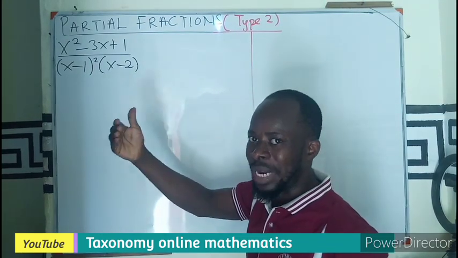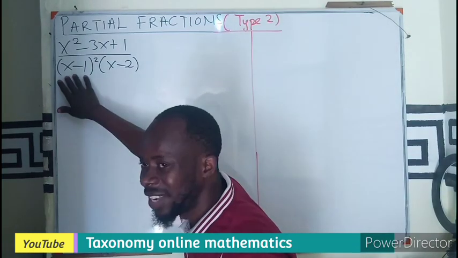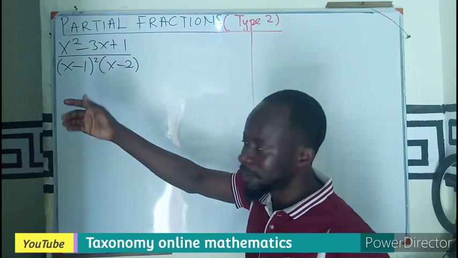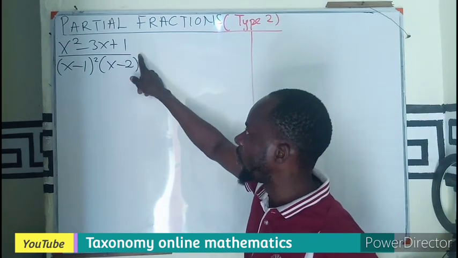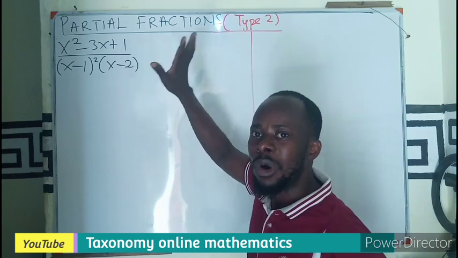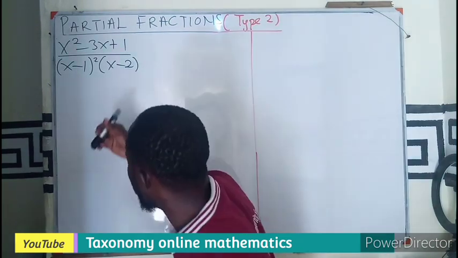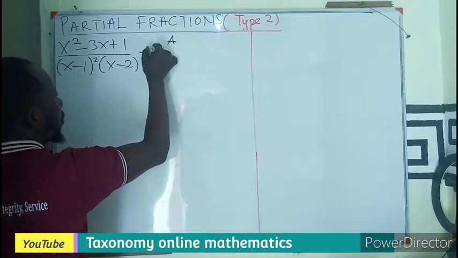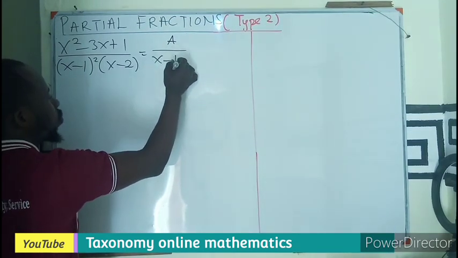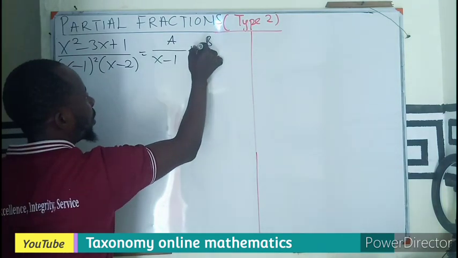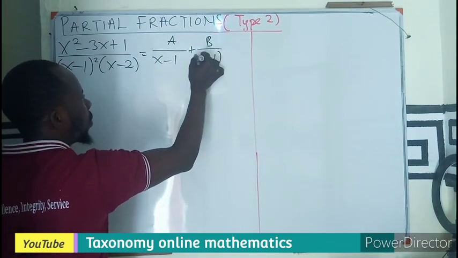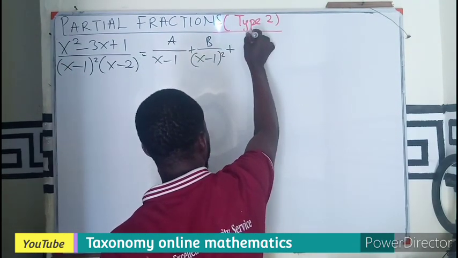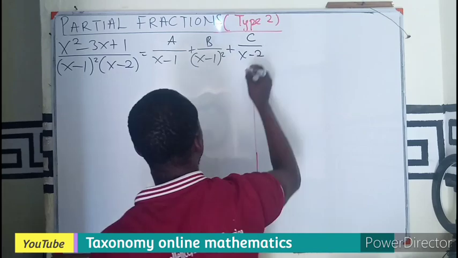We will learn that when the power is 2, it means for this linear factor, the denominator is going to have 2 decompositions. Then this other factor is going to be only 1 without any power, so we have 1 decomposition. So here, we are going to have this equals a over x minus 1, b over x minus 1 all squared. Then we have c over x minus 2.